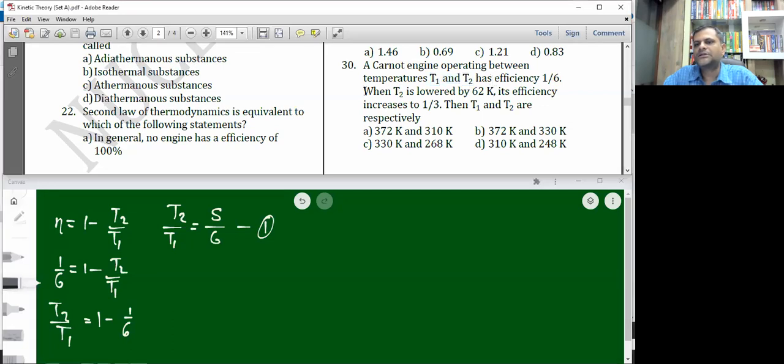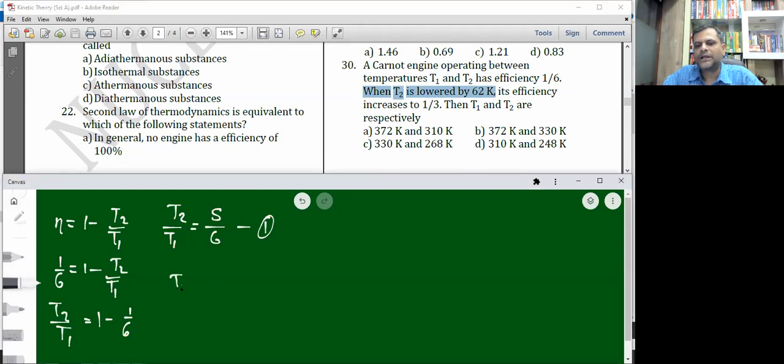But if we use the second condition, which is given here, when T2 is lowered by 62 Kelvin, that means now in the different situation, T2 dash is going to be T2 minus 62. मतलब पहला वाला जो T2 था उससे 62 कम किया तो वो हमको T2 डैश मिल गया, नया T2 मतलब नया टेम्परेचर ऑफ सिंक। और T1 के बारे में कुछ बोला नहीं है, मतलब T1 is kept same, so T1 dash is going to be same as T1 only. So in that case, new efficiency, which is eta dash, will again be same, given by the same formula, that is 1 minus T2 dash upon T1 dash.